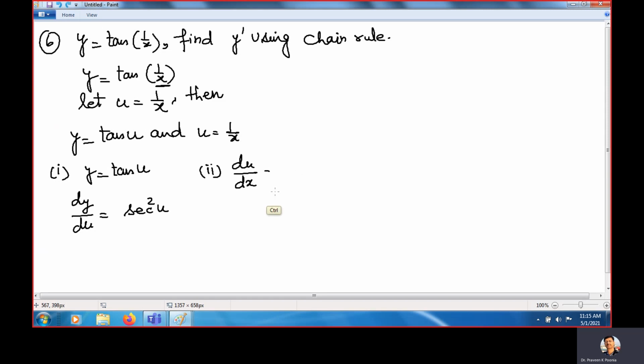Sorry, wait, I wrote wrongly. It is u is equal to 1 upon x, and 1 upon x may be written as x power minus 1. Then du upon dx is equal to minus 1 will come in starting, and x power minus 1 minus 1. So it is minus x power minus 2. Clear? This is the answer.